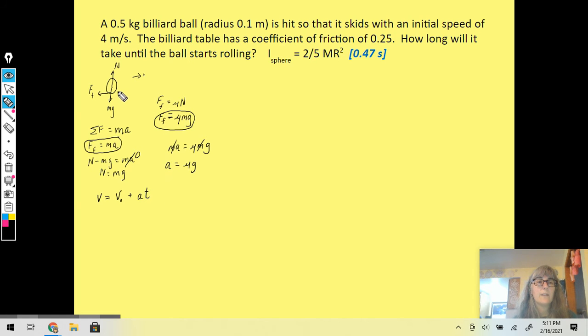Now the trick is my V is headed to the right in the picture that I've drawn here, but my acceleration is headed to the left because that's the direction my force is going in. That means that my acceleration in this equation has to be negative. So V is equal to V0 minus mu g t. So that is one of the equations that I need. Next up is torque. So the sum of my torques is equal to I alpha.